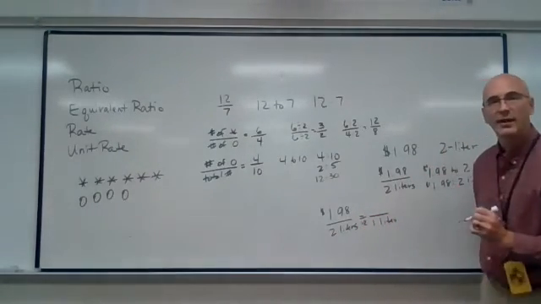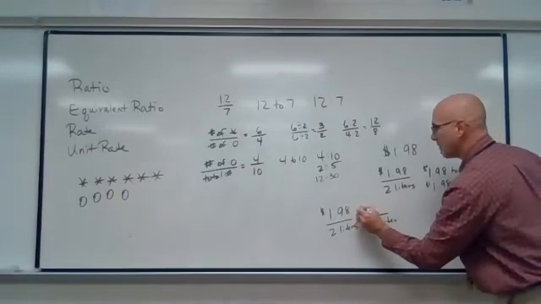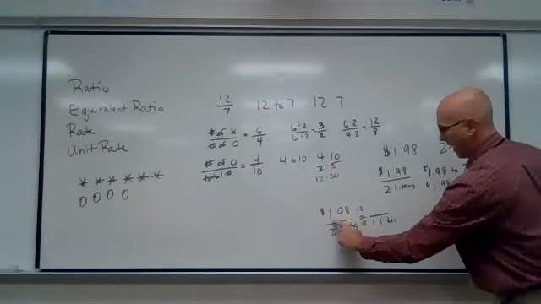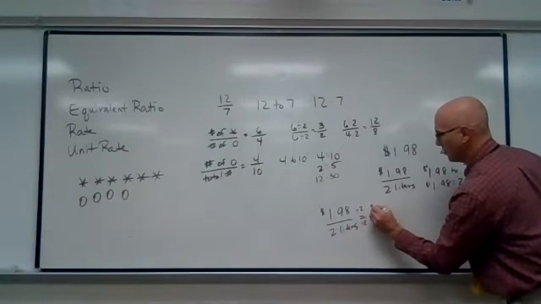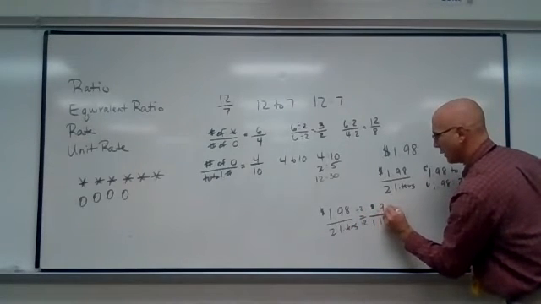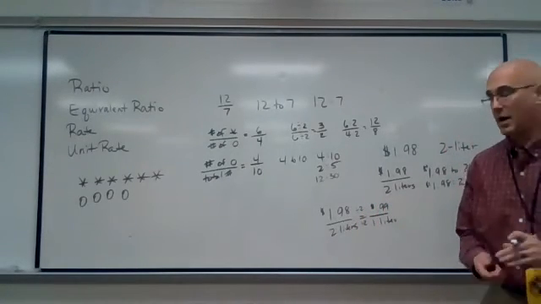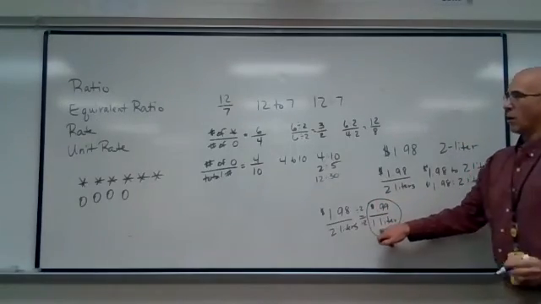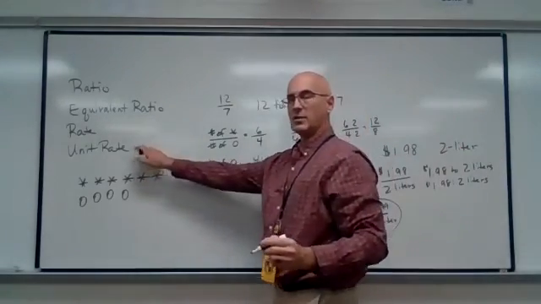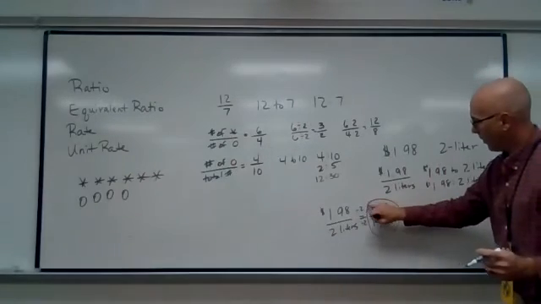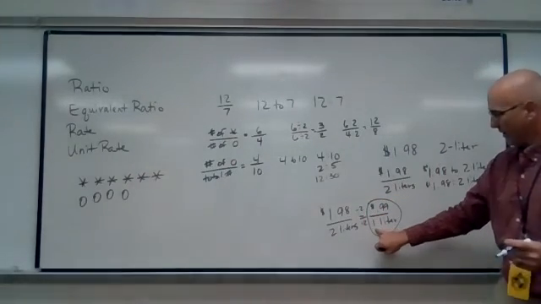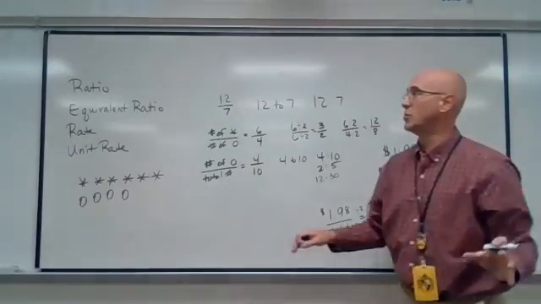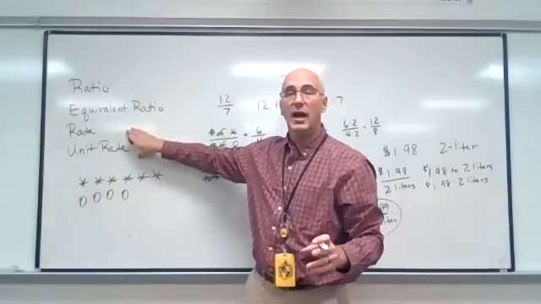I'm just going to write that there. We are going to do the same thing to the first number of our ratio. So $1.98 divided by 2 is 99 cents or $0.99. So this is our unit rate. It is whatever this value is, and this is always a 1. So there is our introduction to ratios and rates.